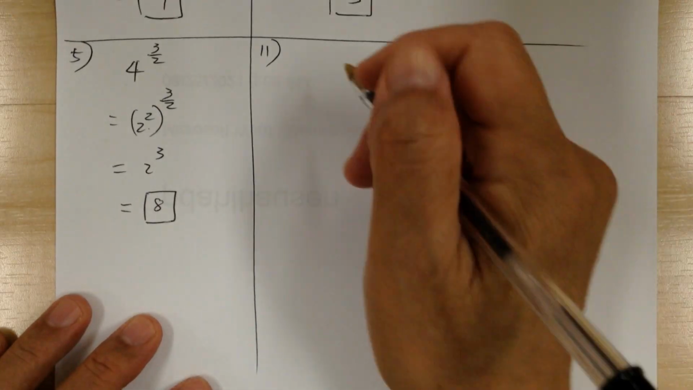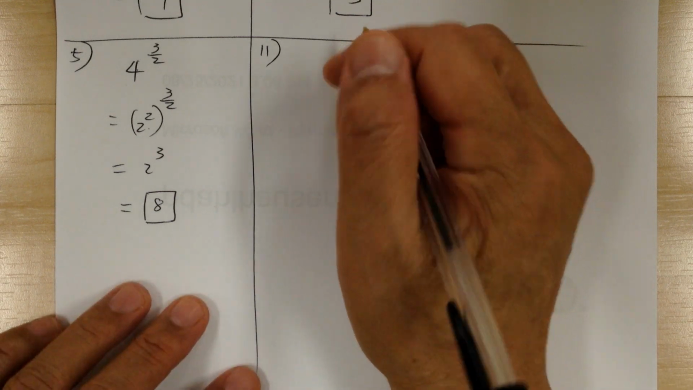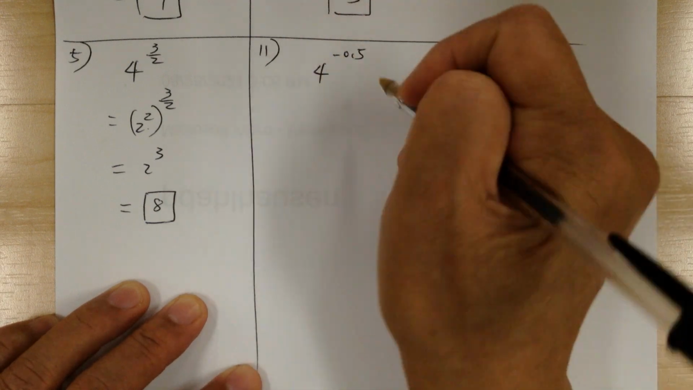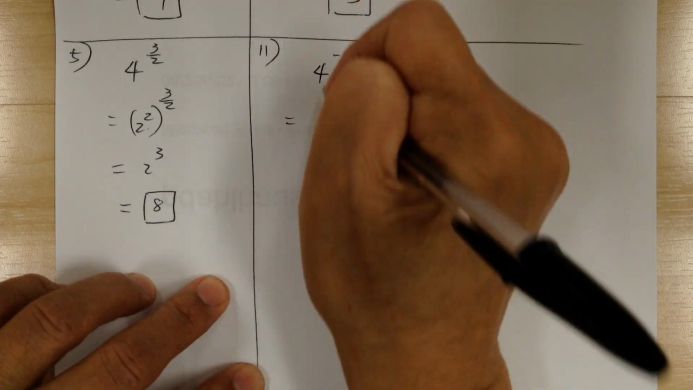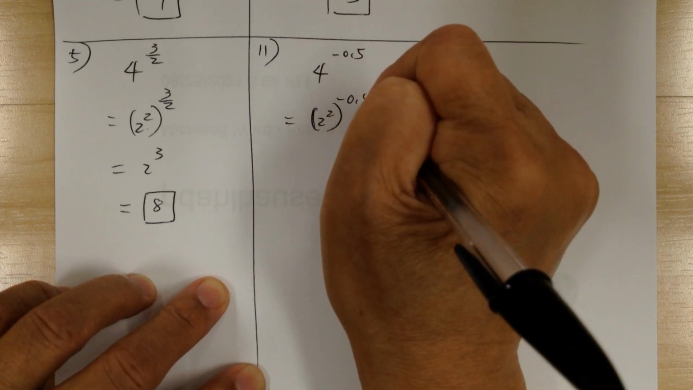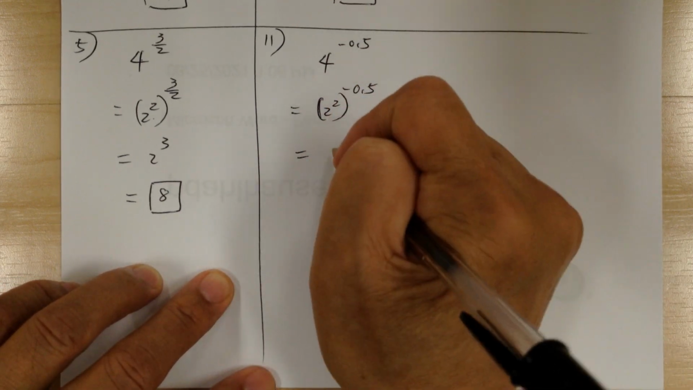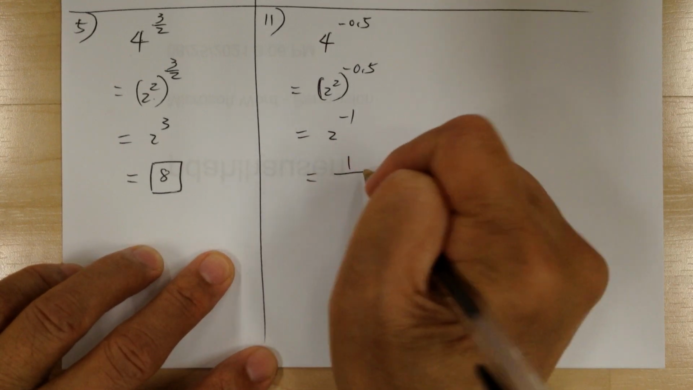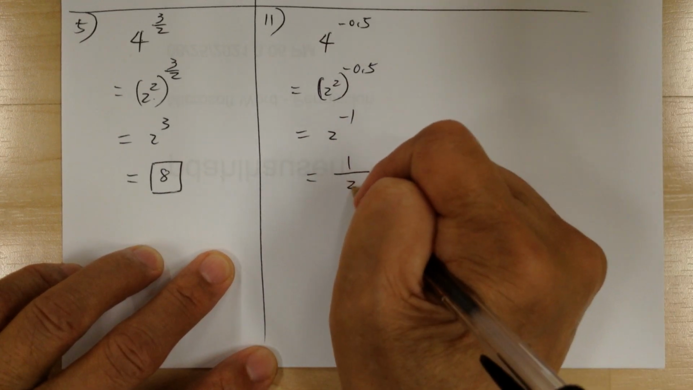Number 11. You have 4 to the negative 0.5 power. Again, 4 equals 2 squared, and so this becomes 2 to the negative 1 power. So it becomes 1/2. Negative 1 power means flip it over.